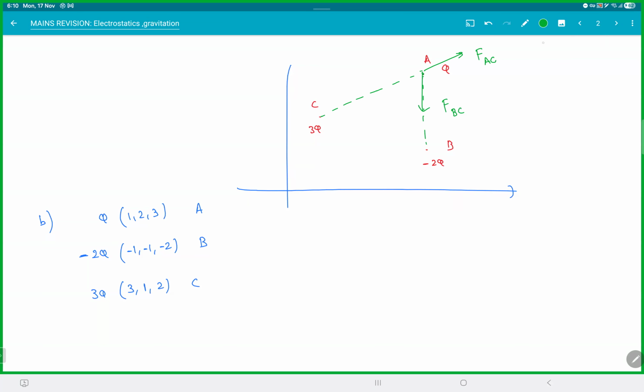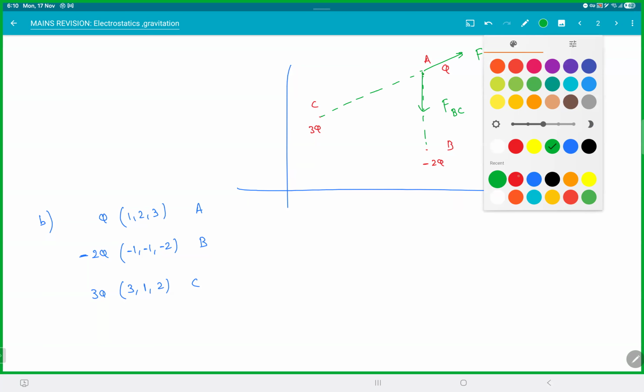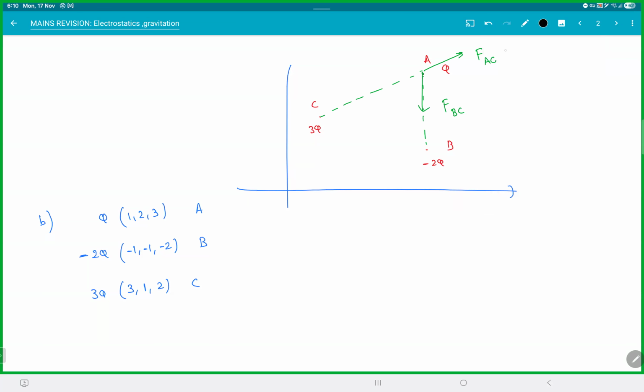And if you look at the vector forms, right? I will write the vector form also. This is FAC into AC cap. This is FBC into, this will be AB, this is FAB, AB cap. The vector is going from A to B. This vector is going from C to A. So this is CA cap. There, that's your vector form.